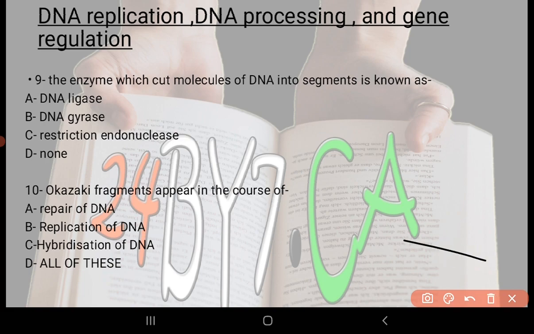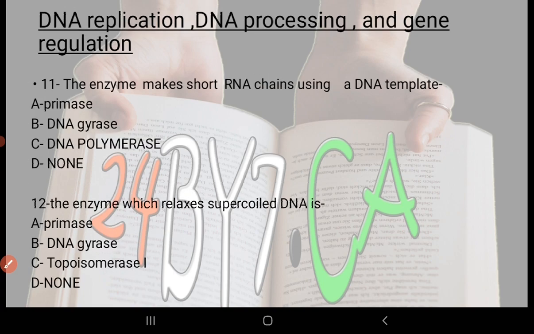Next question. The enzyme that makes short RNA chains using a DNA template is A. Primase, B. DNA gyrase, C. DNA polymerase, or D. None. So the right answer is option A, Primase. The enzyme that makes short RNA chains using a DNA template is a primase.